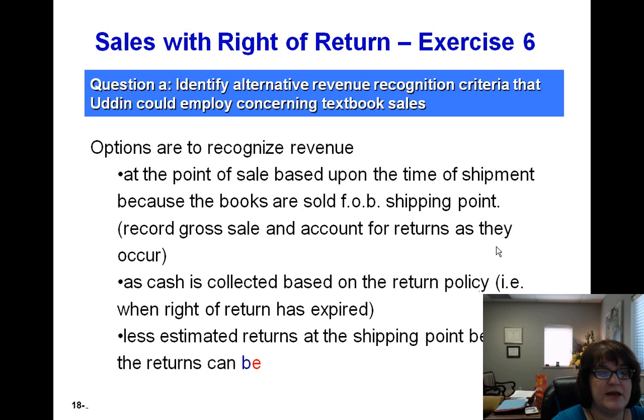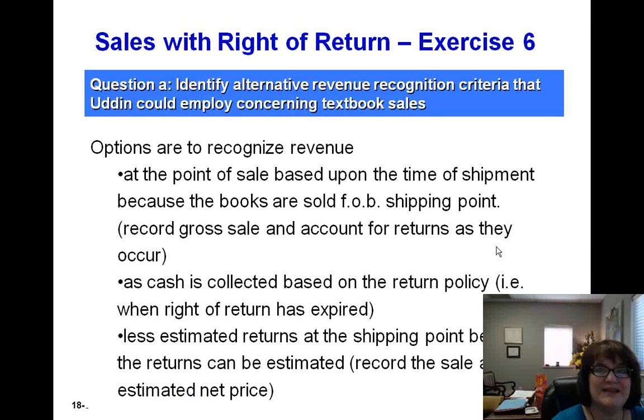And finally, they could go ahead and recognize revenue less the estimated returns at the shipping point, because they can estimate the returns. They have a history that indicates about 12% of their books come back to them. This is again kind of saying record the sale at its estimated net price.